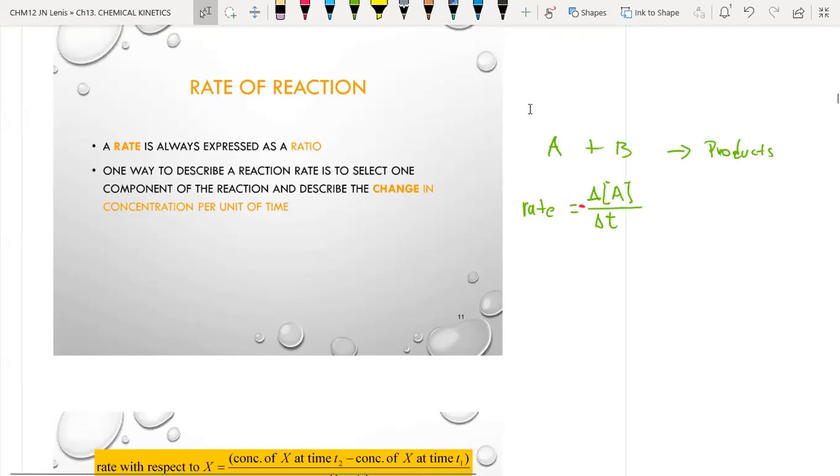And you can write a similar expression. You can measure the rate for the reaction in terms of the change of concentration of B. So the rate can be expressed as the change of concentration of B over the change of time. And since B is being consumed, the concentration of B is disappearing, that is negative.